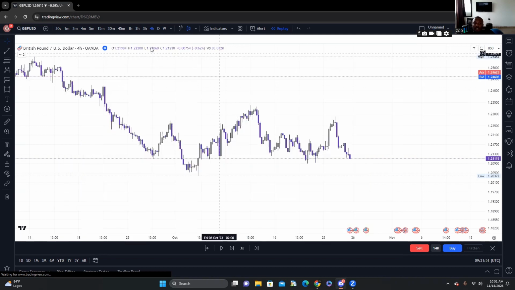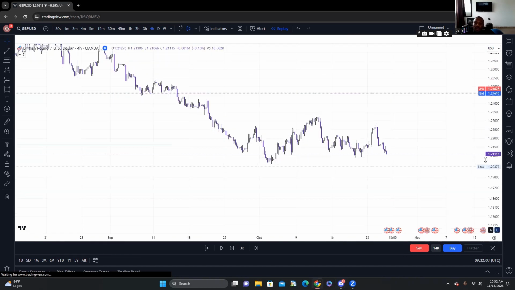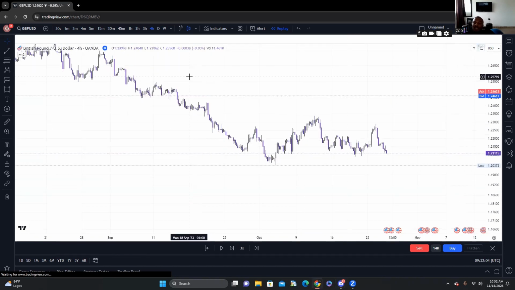So right now, this is GBPUSD on TradingView, and I put it on replay to the 23rd of October. So first thing we want to check is the market structure. Like, what's the bias of the market? We can see that price is making a series of lower lows and lower highs, lower low, lower high, lower low, higher high.